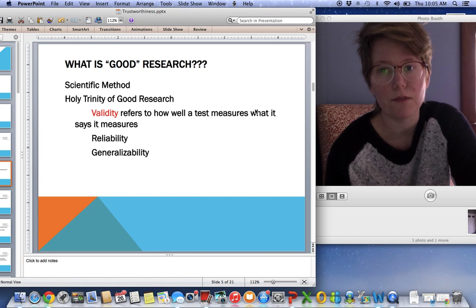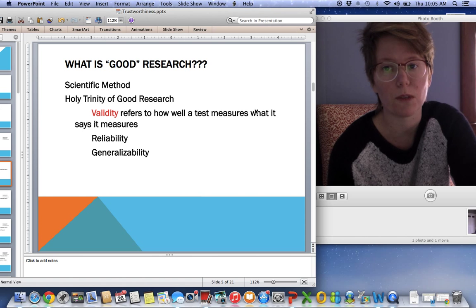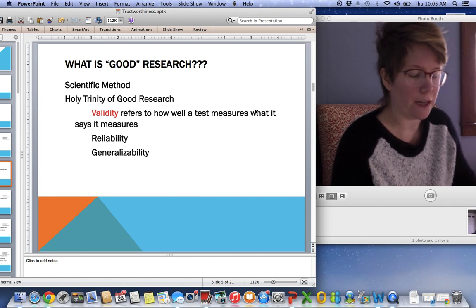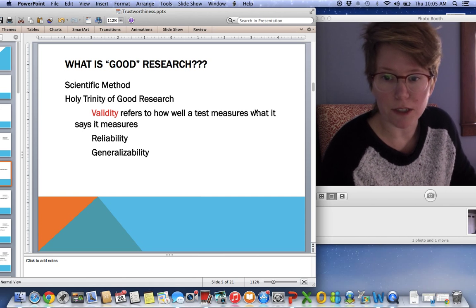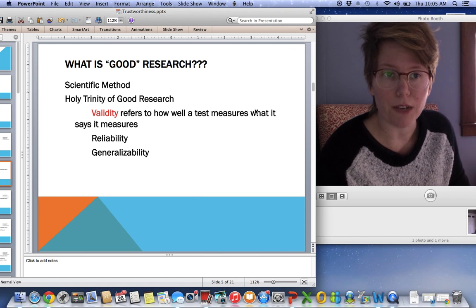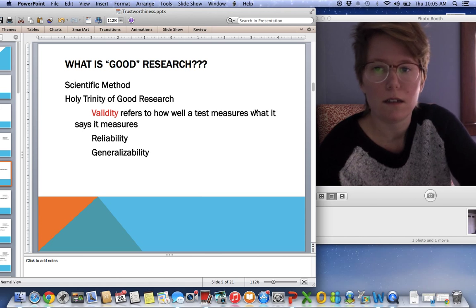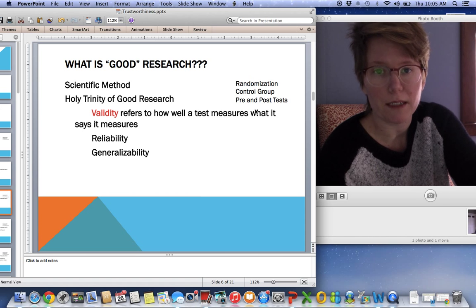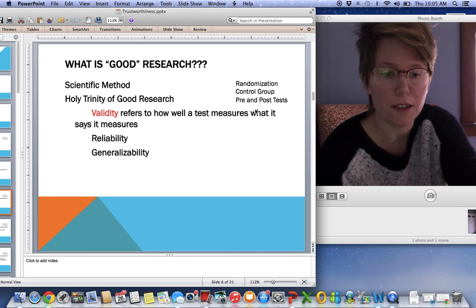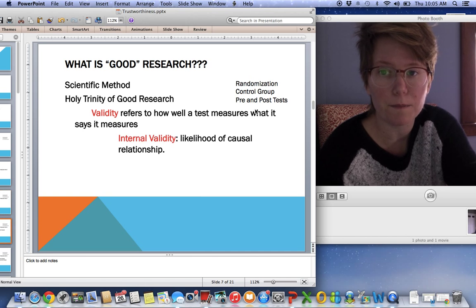The holy trinity: validity refers to how well a test measures what it says it measures. So an example of that would be if I give an assessment that I think is measuring depression, but actually it's just measuring anxiety, then that's not a very valid test. And that factors into experimental research, where if you're not testing what you think you're testing, then your design is not very valid.